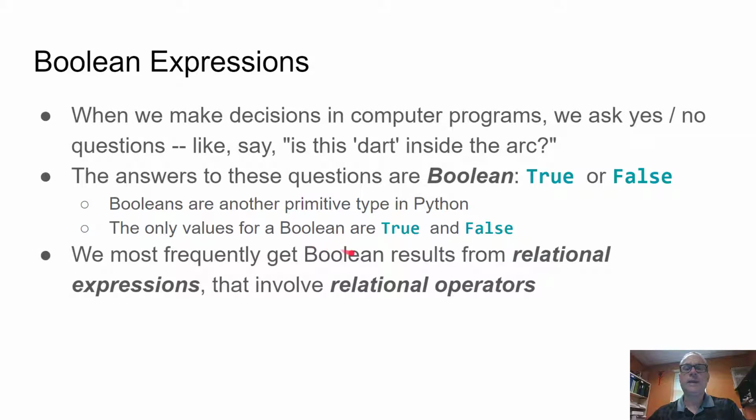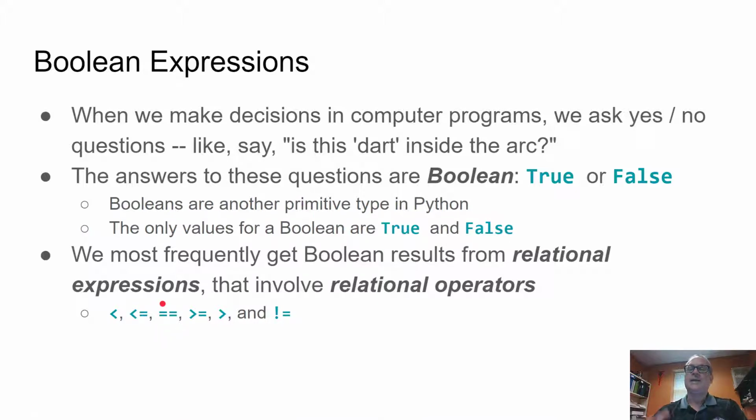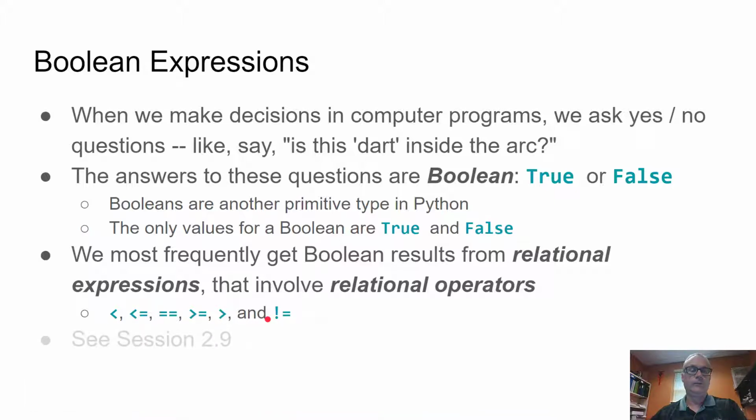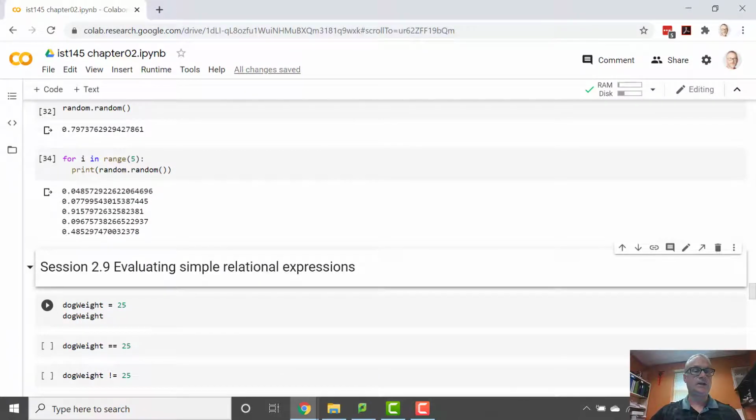And we most frequently get Booleans from what are called relational expressions, and those involve relational operators that look like this. We have the less than operator, less than or equal to, is equal to. Now that one's going to get us, right, because it's two equal signs right next to each other. That's different from assignment. It just means is equal to. Greater than or equal to, greater than, and not equal to. So let's look at session 2.9 and see some of those in action.